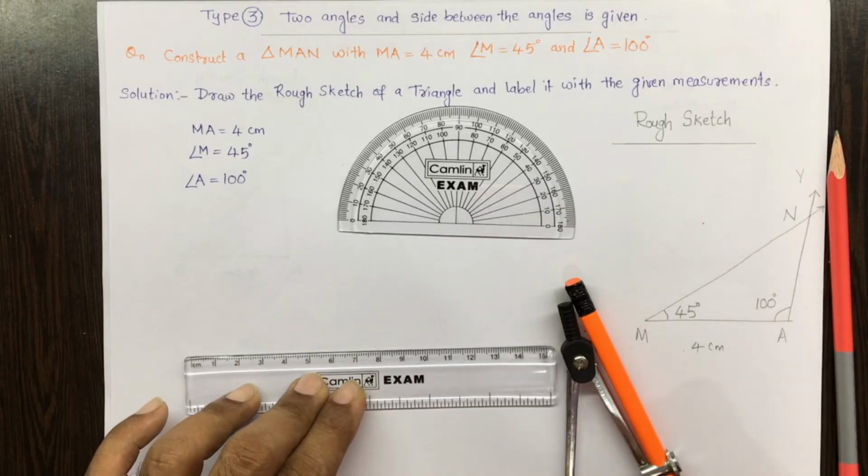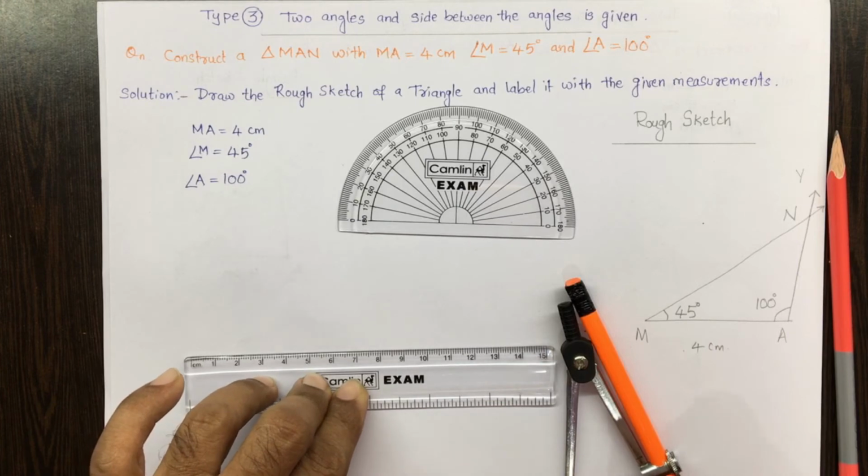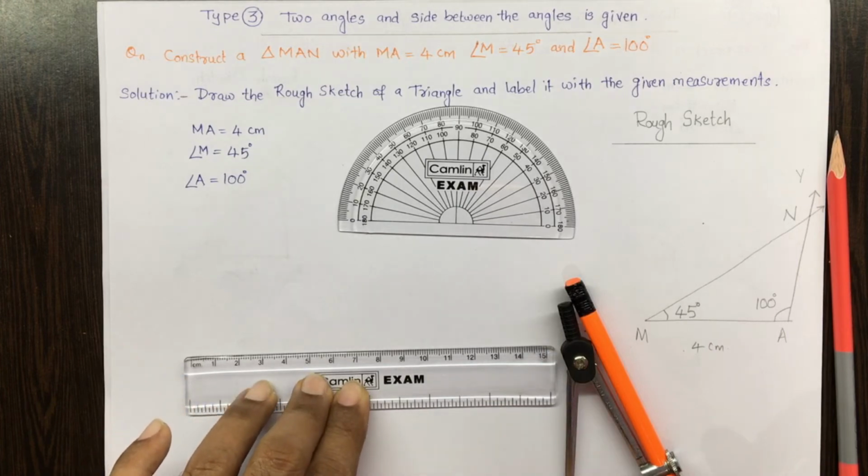Type 3 of construction of triangle, when two angles and the side between the angles are given.